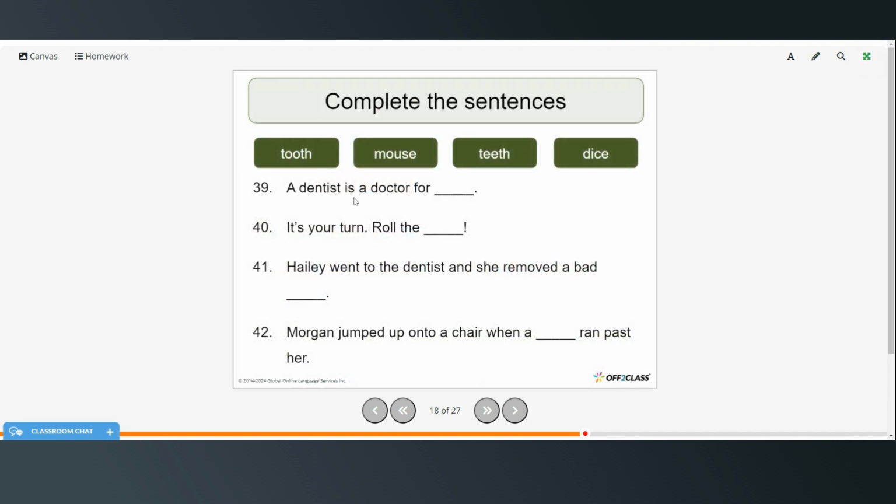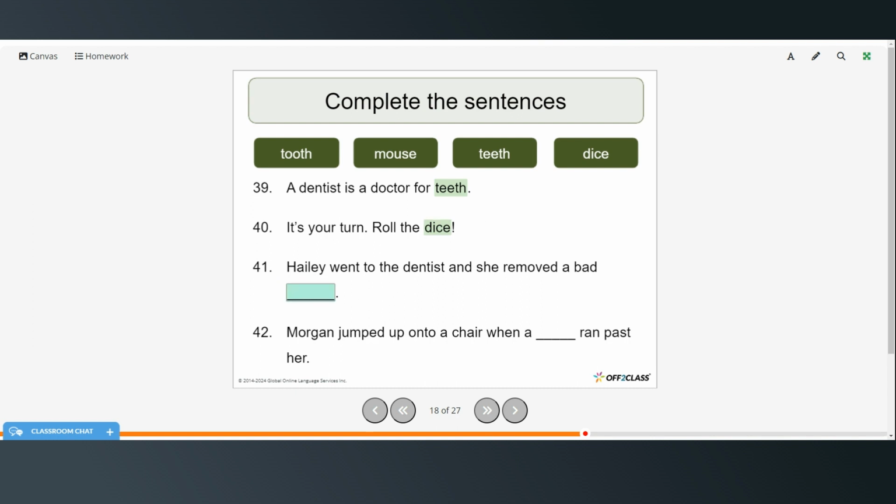All right, so it says complete the sentences using the correct form of these nouns. Again, pause the video, try that on your own, and then restart when you're ready to continue. All right, a dentist is a doctor for teeth. It's your turn. Roll the dice.